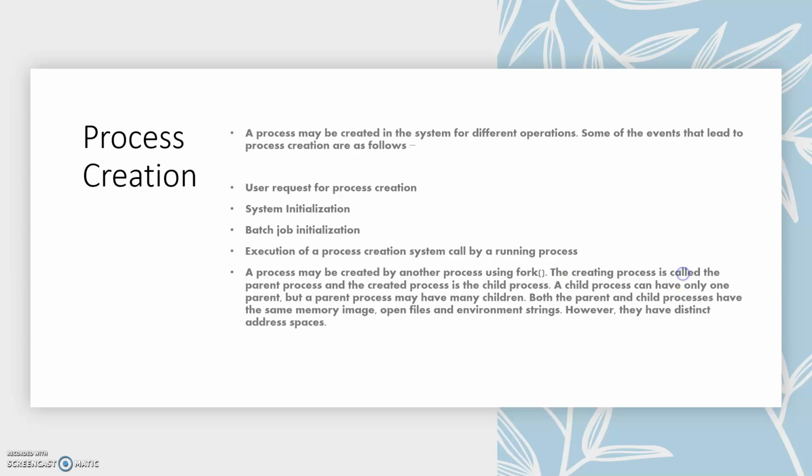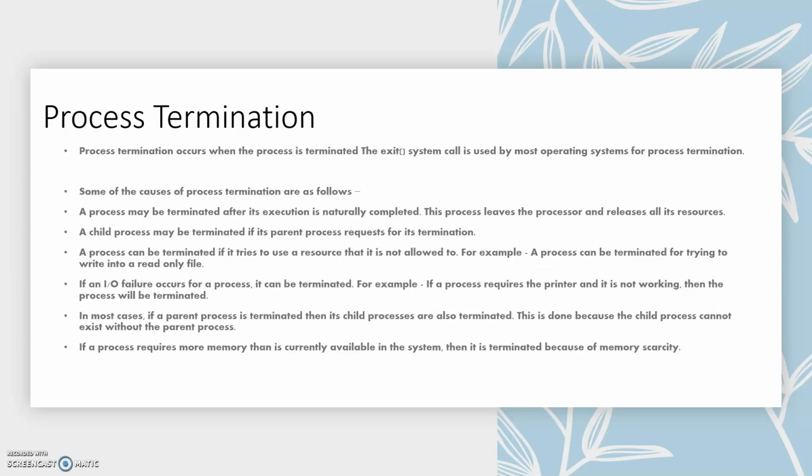Next, let us discuss process termination. So process termination, that is, how a process gets terminated. What are the various methods, or what are the various causes which will cause the termination of a process. So a process may get terminated after its execution. Consider that a process is defined for a particular time period, and after that time period, when the process is completed, automatically it will get terminated.